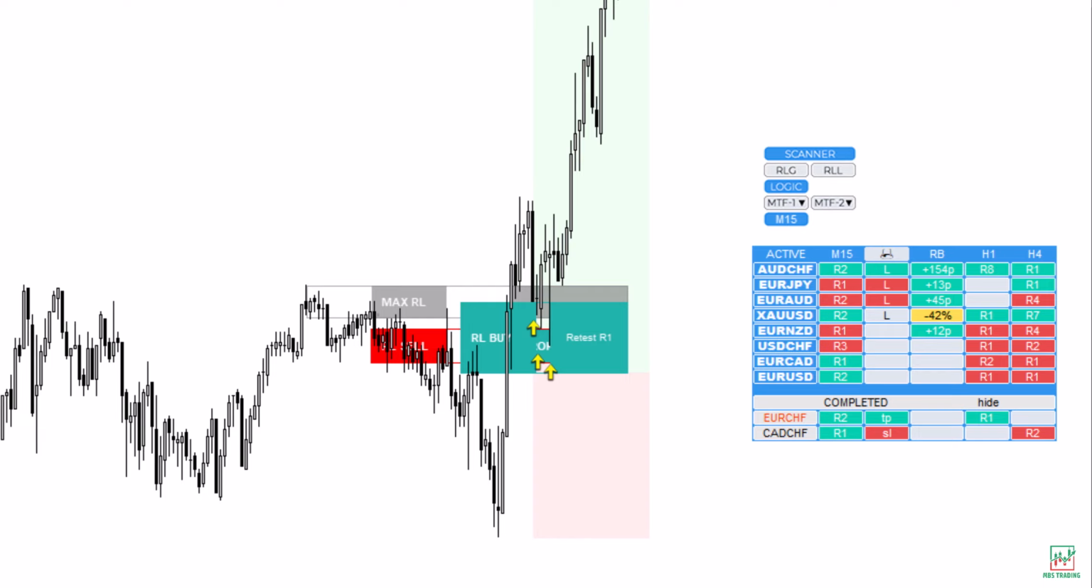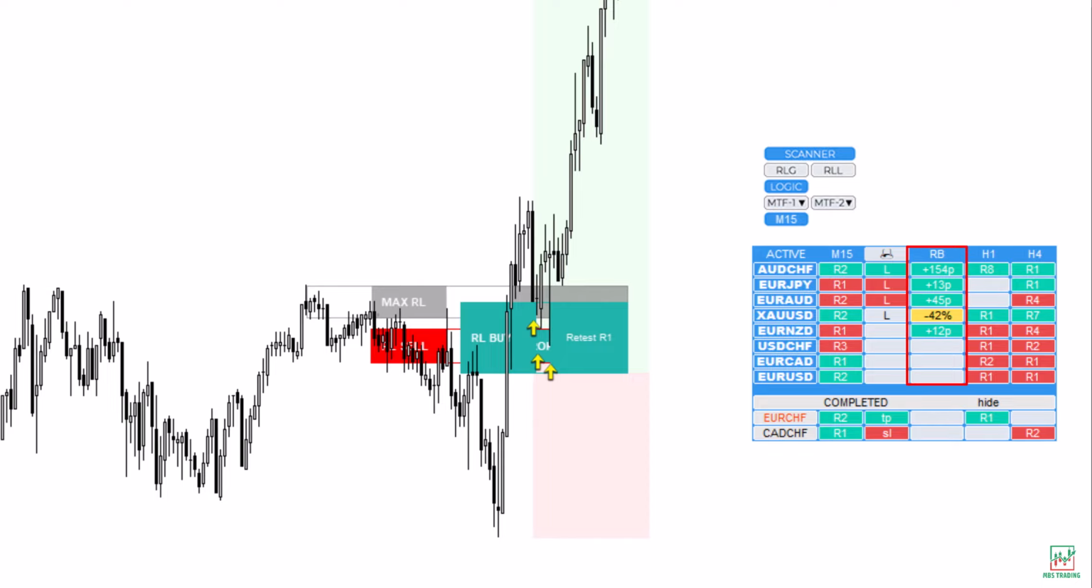The Logic column shows the presence and activation status of logic. Alerts for new logic activation can be enabled via the bell icon. The RB column displays the percentage of price retracement or distance traveled from the last level. A value close to 0 represents the most favorable and safest entry point.